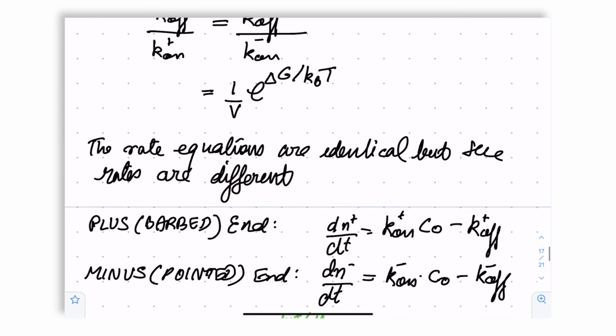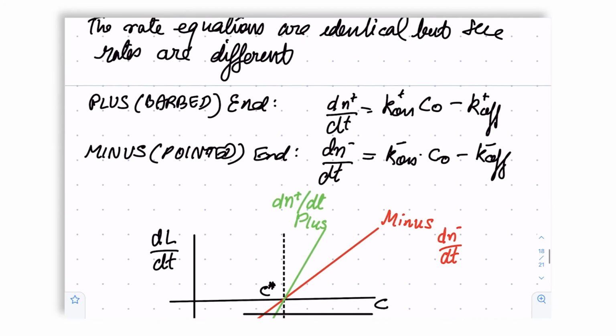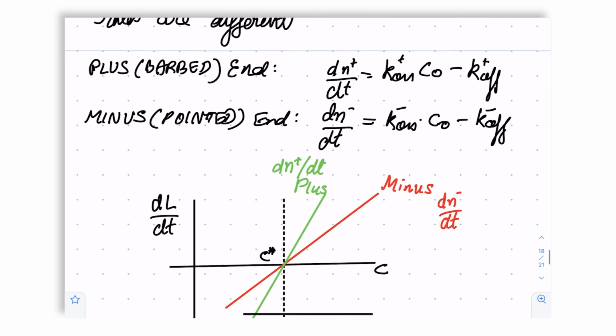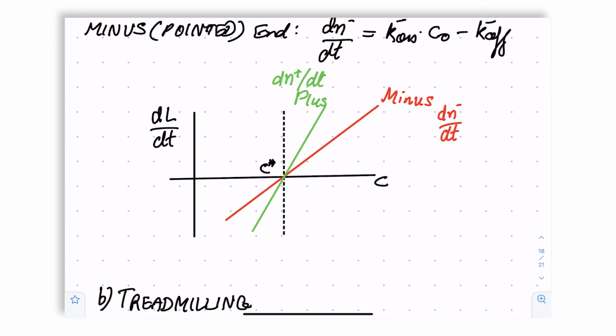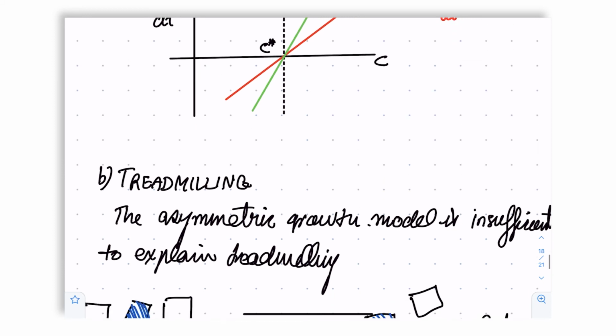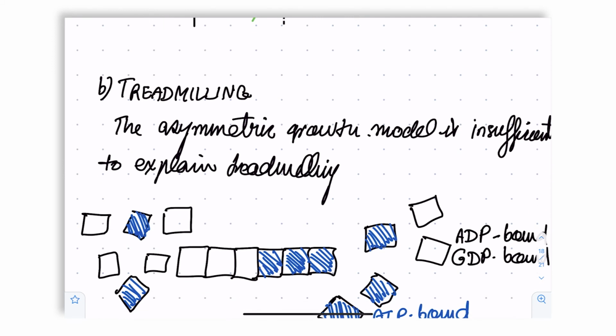The rate equations are identical, but the rates are different, and in such a case you get two rate constants, k on and k off, which are not identical to each other, and indeed their curves then begin to look like this. They intersect still at the same C star value, meaning the same critical concentration, but they have different slopes.